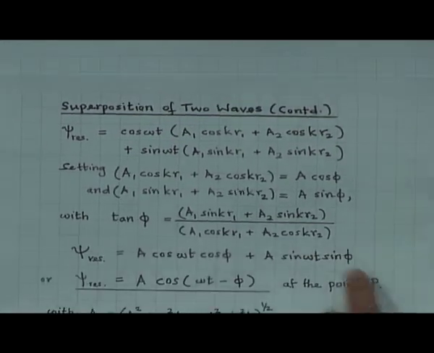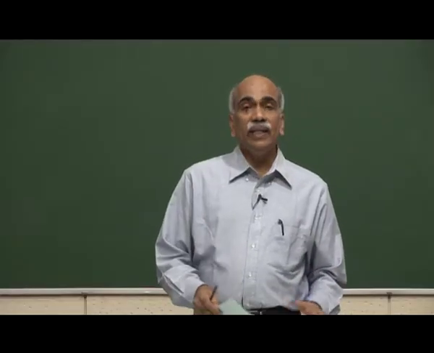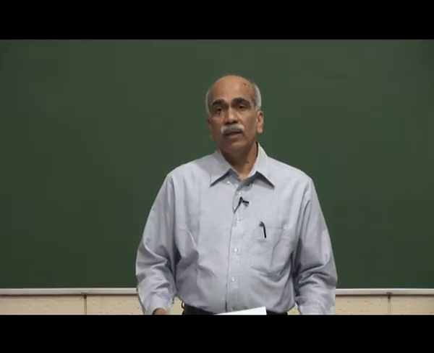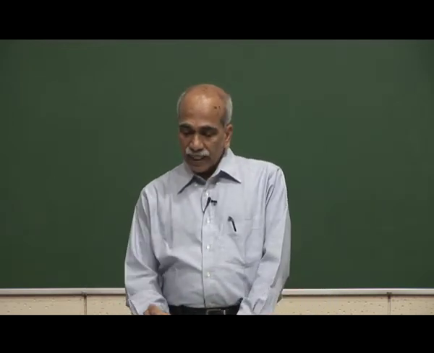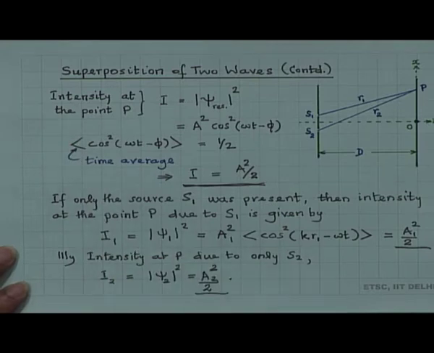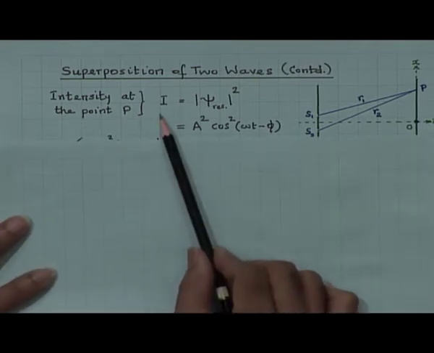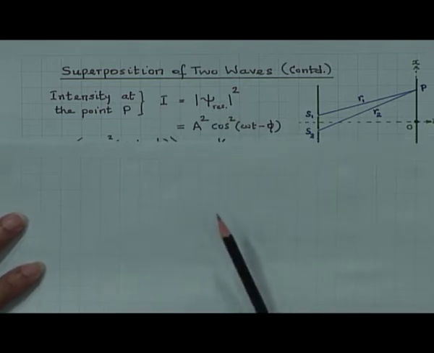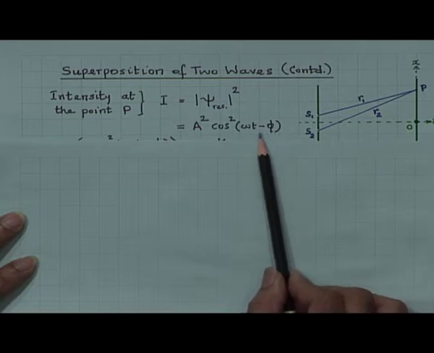Let us find out what would be the corresponding intensity distribution. The intensity distribution is given by mod psi square, and therefore we write that the intensity at the point P is equal to mod psi resultant square, which is equal to A square cos square (omega t minus phi).